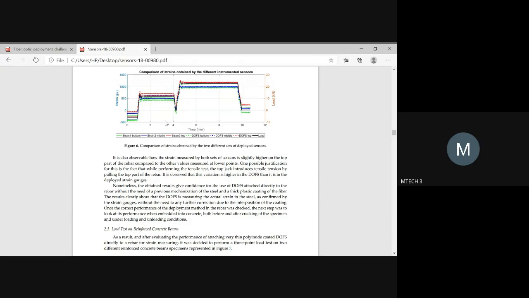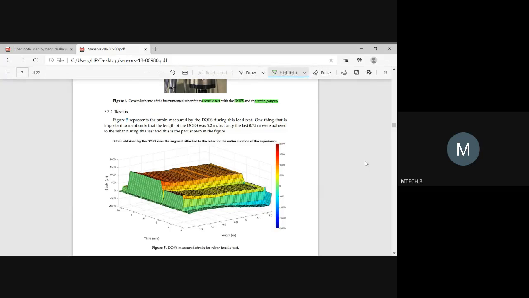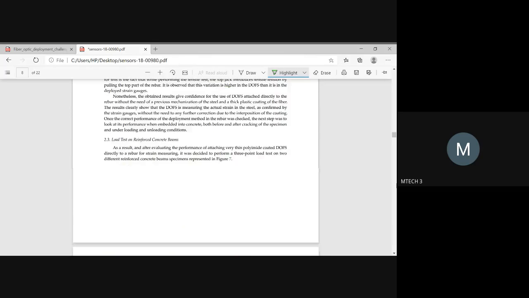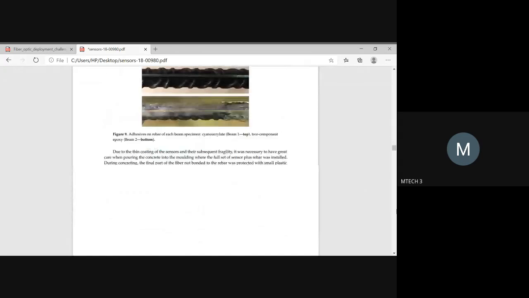Okay, so this is how they have done the tensile testing for the concrete structures using distributed optical fiber sensors. They have checked experimentally and analytically, and they have compared the results also. So that was for the tensile test. Similarly, they have done the load testing on reinforced concrete beams, analyzed both experimentally and analytically, and seen how the variation comes into the picture.